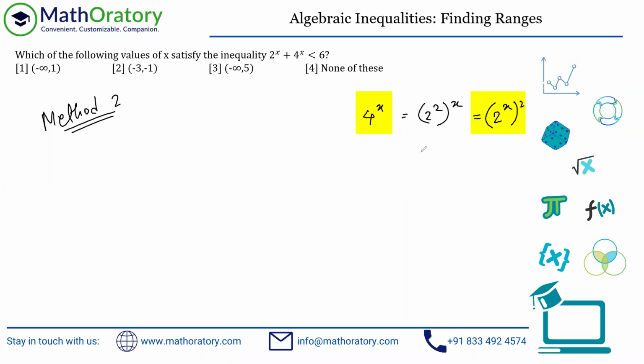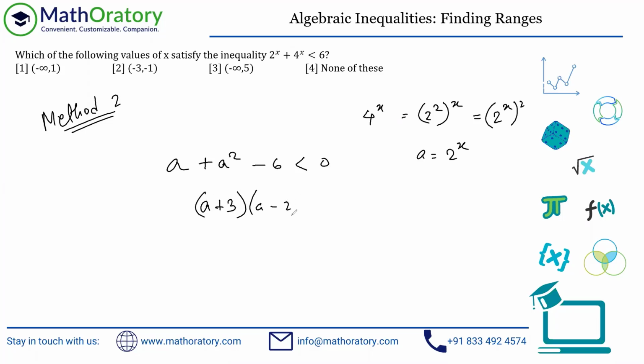So what we can do is consider 2 to the power x to be something. So this comes out to be a, this comes out to be a square, and then you have less than 6. Let me just take that off. Sorry. Yeah, so less than 6, so that is minus 6 less than 0. So now you can solve this as a polynomial inequality, right? So you have a plus 3 into a minus 2 less than 0. The critical points are minus 3 and plus 2. So this is less than 0.